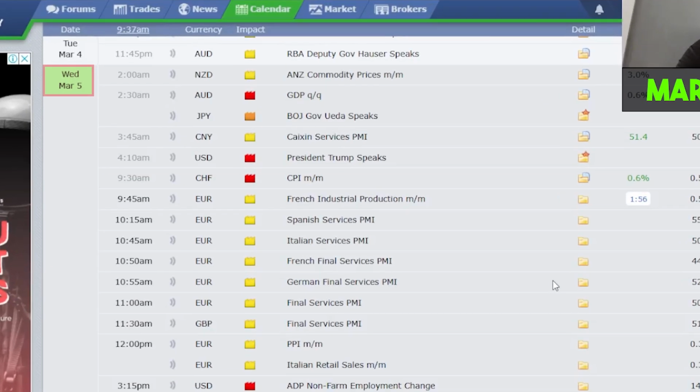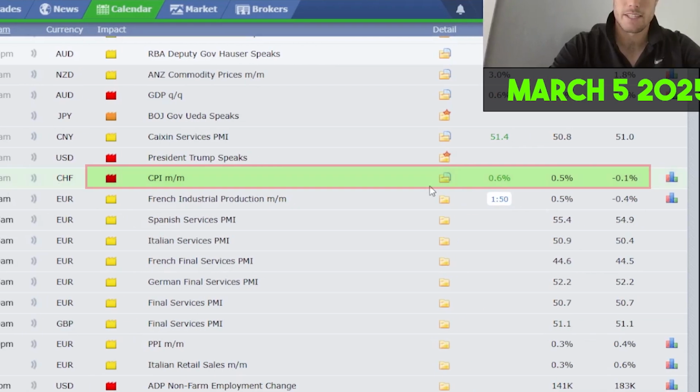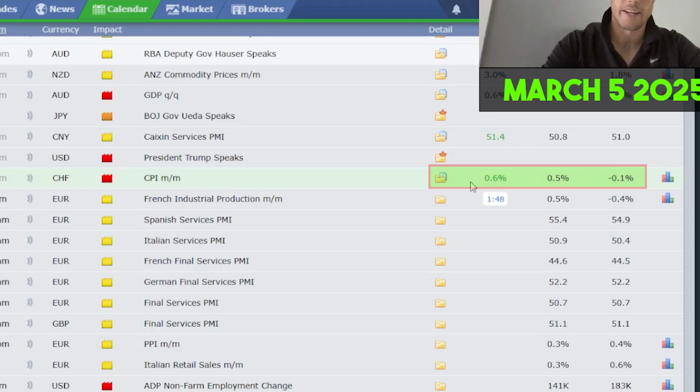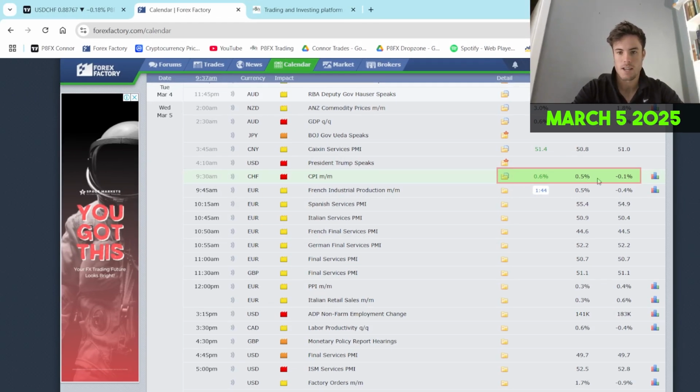Okay, so we had the Swiss CPI release this morning, 5th of March at 9:30 South African time. The release came out at 0.6, green. So that is greater than the forecasted price, and therefore it would push price down. However, that is actually bad for the economy. So in theory, we're looking for a spike down before price then weakens the Swiss franc.